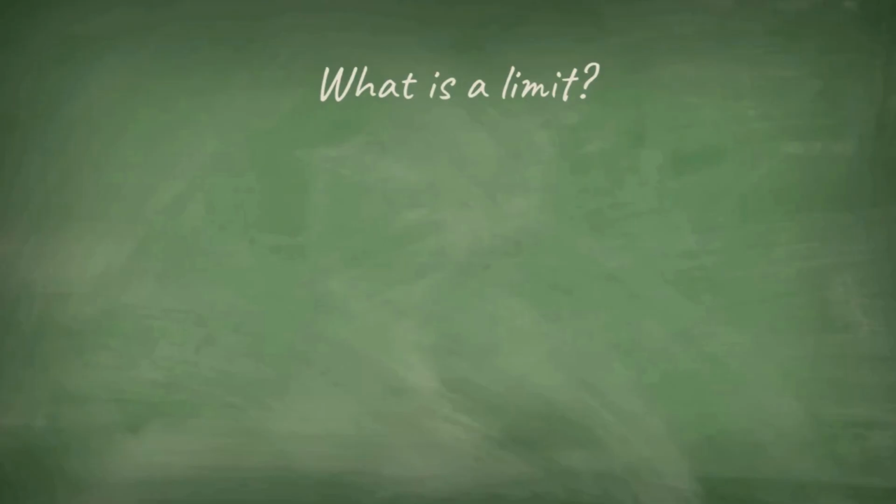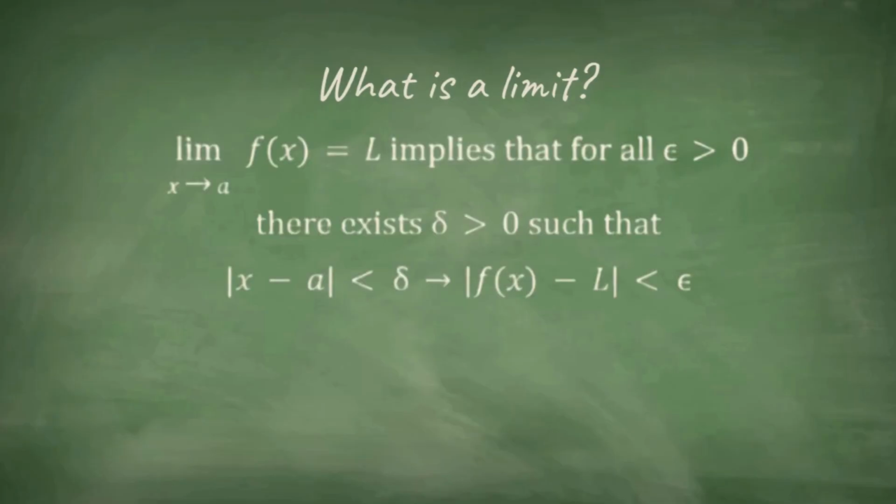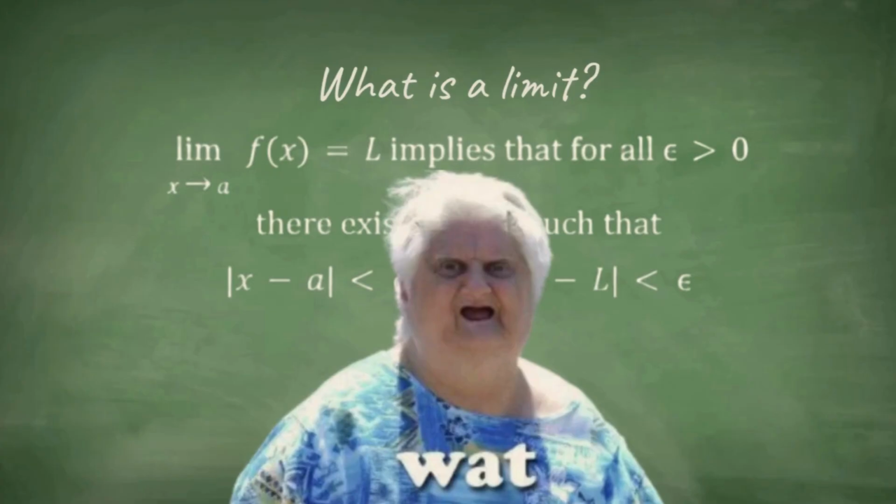Well, technically, the limit as x approaches a of f of x equals L implies that for all epsilon greater than 0, there exists delta greater than 0 such that the distance between x and a is less than delta implies that the distance between f of x and L is less than epsilon. Yeah, that's what I thought.